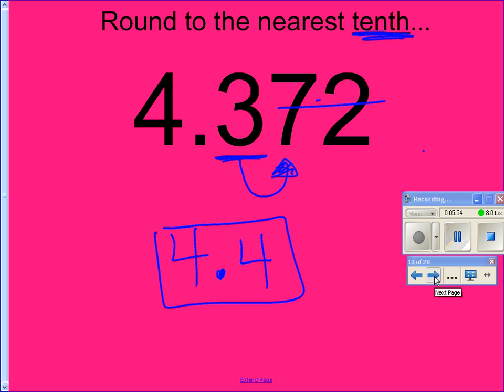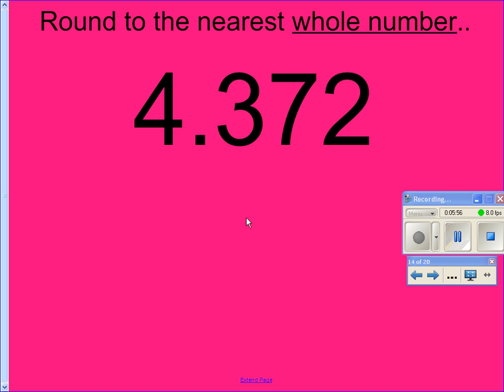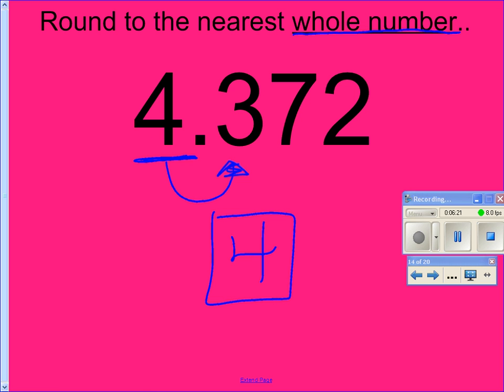Let's do another one. It says round this one to the nearest whole number. Okay, so the nearest whole number, that's going to be the ones place. The 4 is in the ones place, but it still looks to the right. So the 4 looks at the 3. What does the 3 tell the 4 to do? Stay the same. So 4 and 372 thousandths rounded to the nearest whole number is still 4.